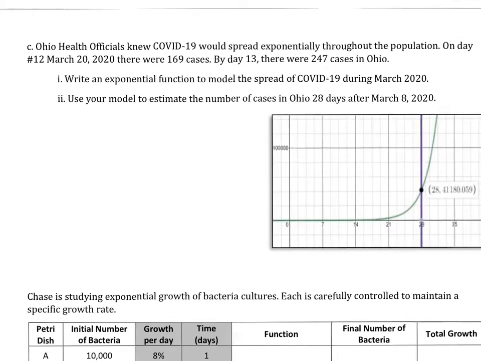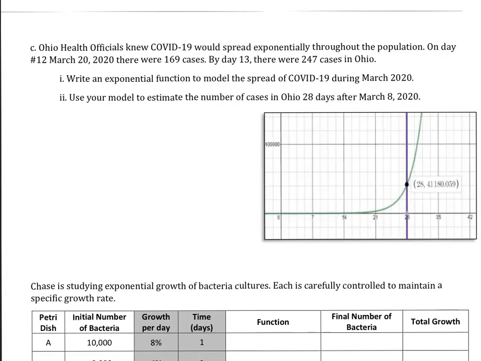Ohio health officials knew COVID-19 would spread exponentially throughout the population. On day number 12, March 20th of 2020, there were 169 cases. By day 13, there were 247 cases in Ohio. Write an exponential function to model the spread of the COVID-19 during March of 2020. Use your model to estimate the number of cases.